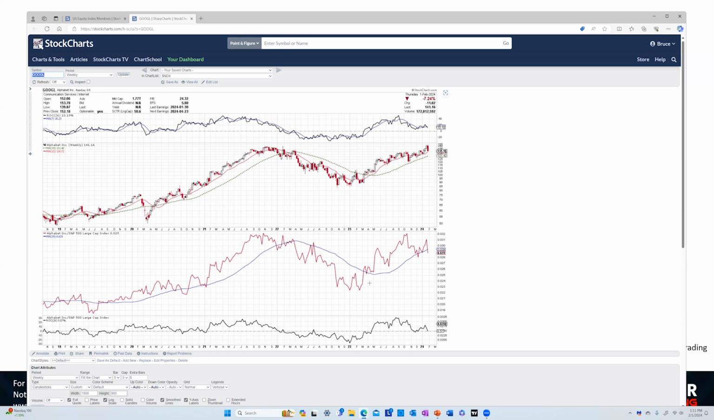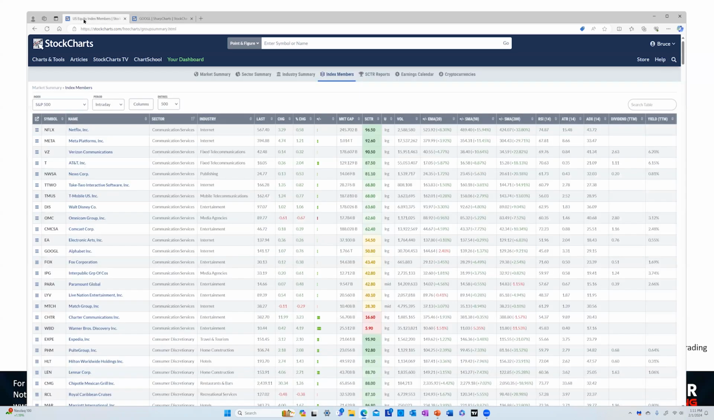Some people might want to look for short ideas. Strictly a personal preference item. I'm looking for stocks that could get into uptrends and stay in them for a very long time. And you see that here with Google in 2019 onward for price and relative strength. But you can go through and look at all these sectors.